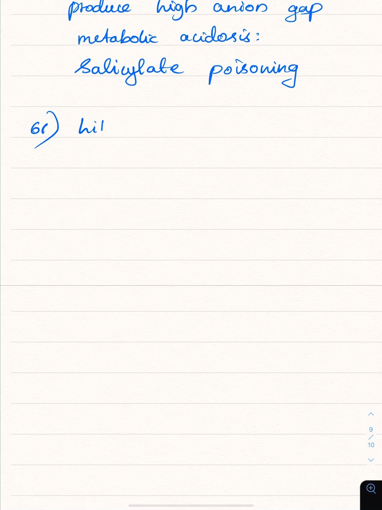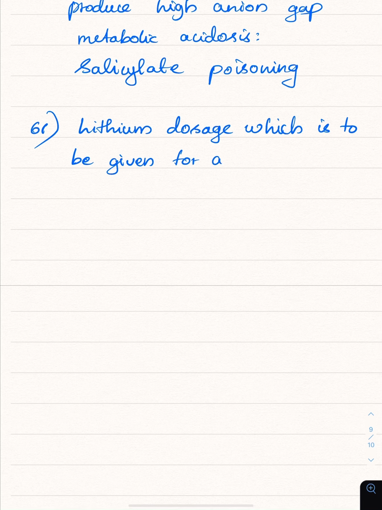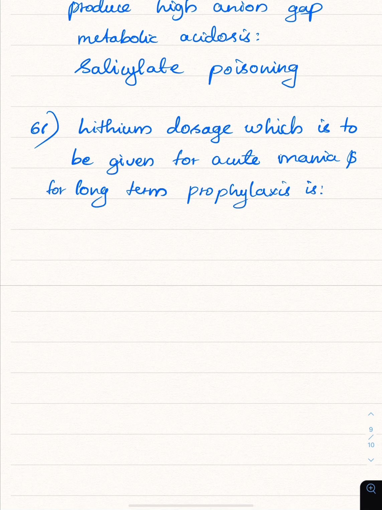Then the next question was lithium dosage, which is to be given for acute mania and for long-term prophylaxis. There were two options which are a little confusing. One of them is 1.4 to 1.8 and the other one is 0.6 to 1.5. On a long term, we usually give 0.4 to 0.8, but for acute mania, we'll be giving 0.6 to 1.5. Since both the things are given together, I'm a little confused.